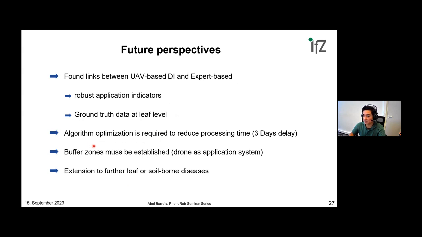We need to optimize our algorithms in a way to reduce this processing delay. Maybe parallelism of work is still needed for the next months. We need to establish accurate buffer zones for site-specific application, and this is important. And finally, we need to make a similar transfer or a similar disease quantification for other diseases, maybe not just for leaf diseases, but also for soil-borne diseases.